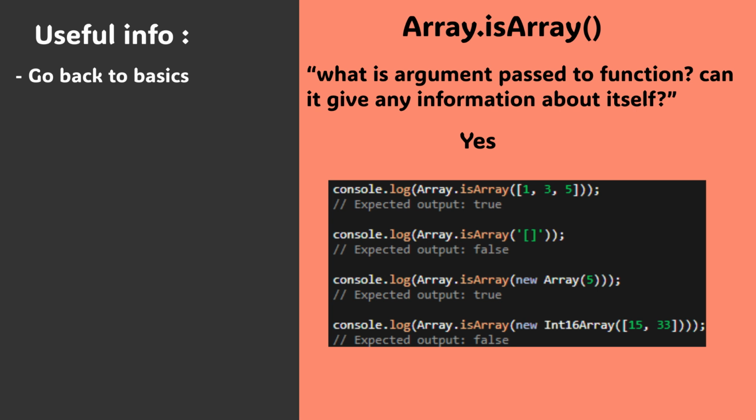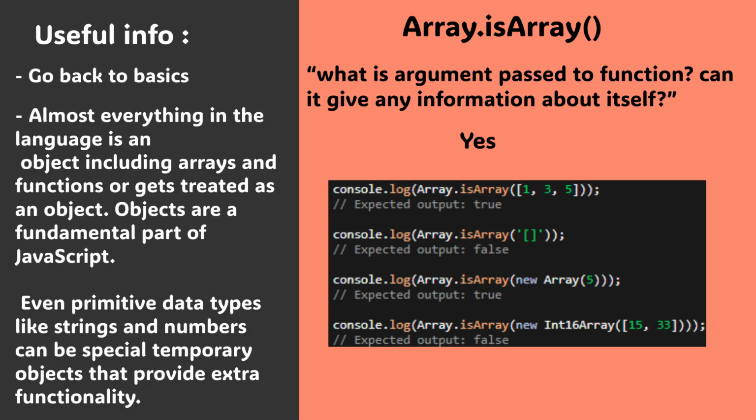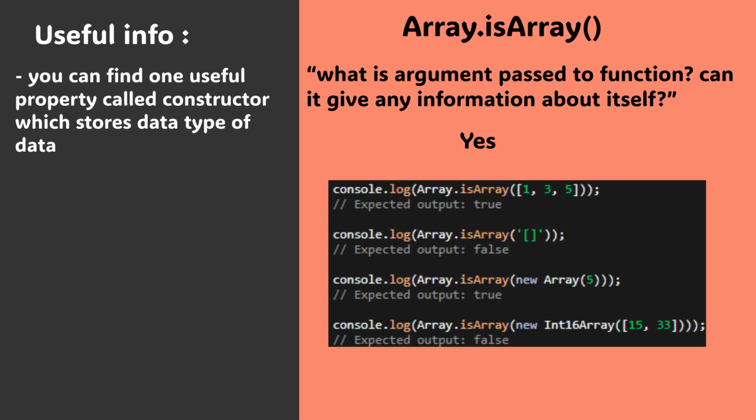Remember that almost everything in the language is an object, including arrays and functions, or gets treated as an object. Objects are a fundamental part of JavaScript. Even primitive data types like strings and numbers can be special temporary objects that provide extra functionality. If you dig into this object, you can find one useful property called constructor, which stores the data type of the data and can be utilized for our purpose.